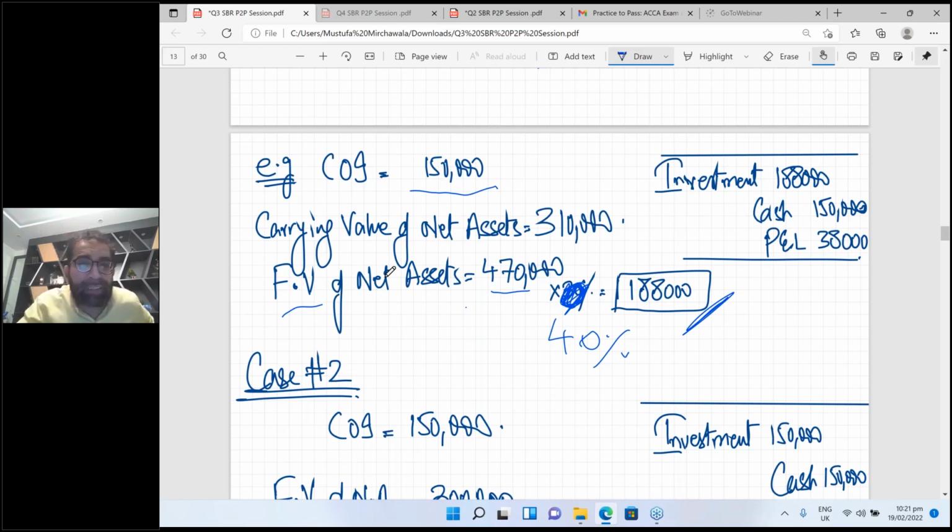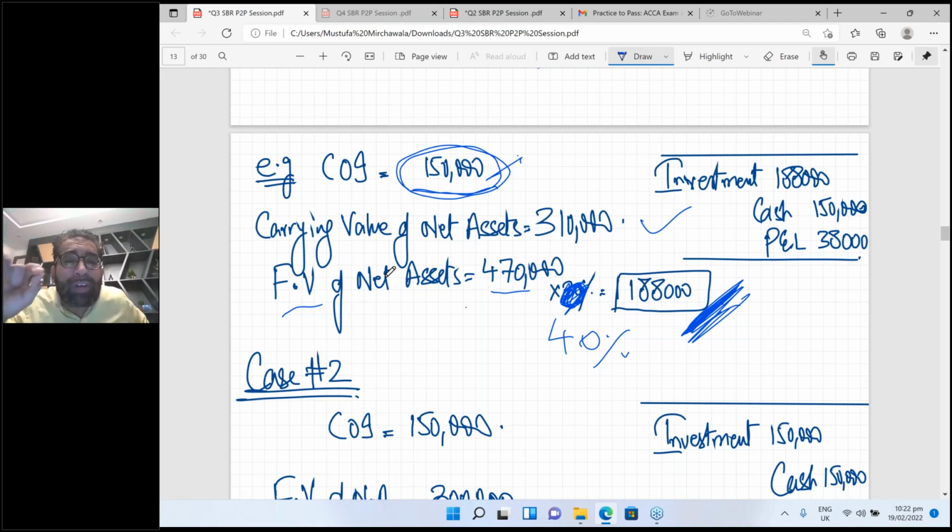Now just think, you paid how much? For the 40% you paid 150,000, and how much share of fair value of net assets do you get? 188. That means a share which was worth 188, you got it for 150. So this is a gain for you, and yes, this is gain on bargain purchase. So what will be the entry? Listen, you will recognize your investment at fair value.